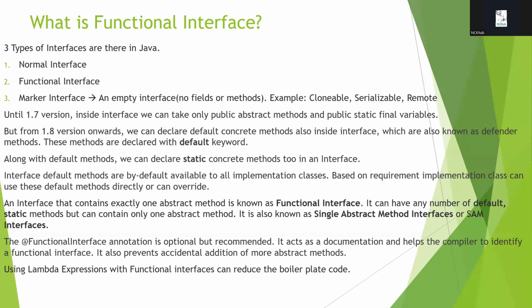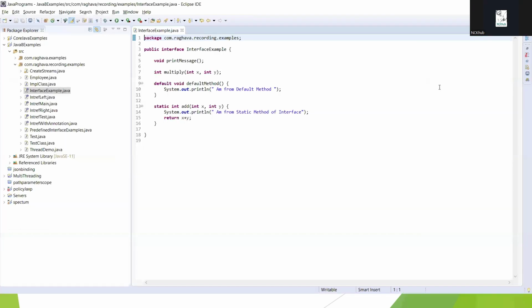Let us take an example here. So here is an example of an interface, and this interface contains two abstract methods and one default concrete method and one static concrete method. So having said that interface can have static methods from Java 1.8, here comes a question. Can an interface have main method or not? Yes, from Java 1.8, interfaces can have main method as well.